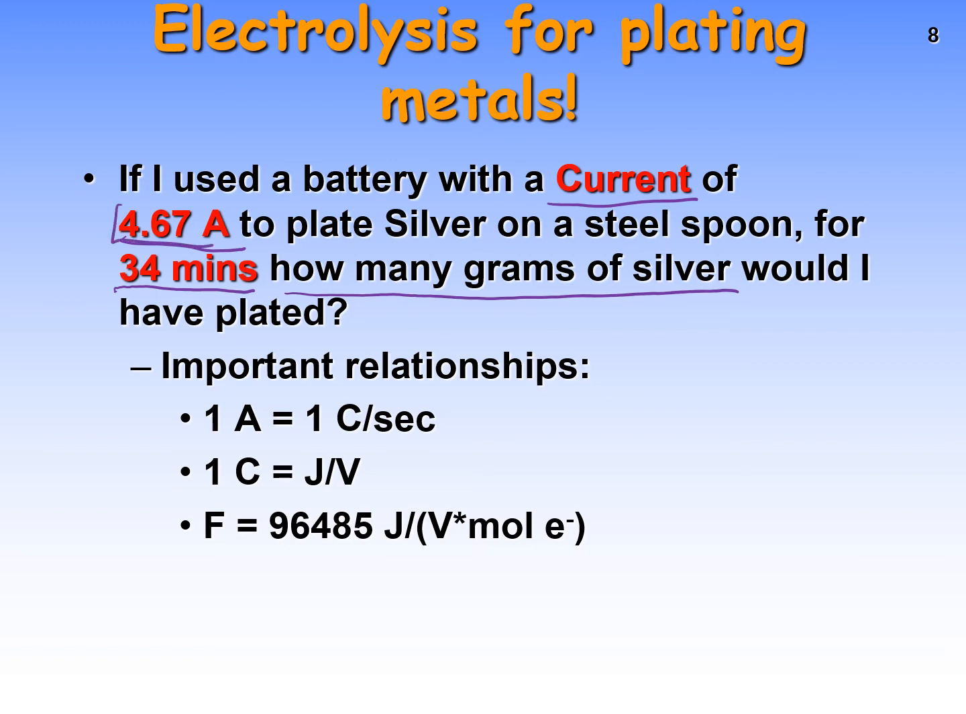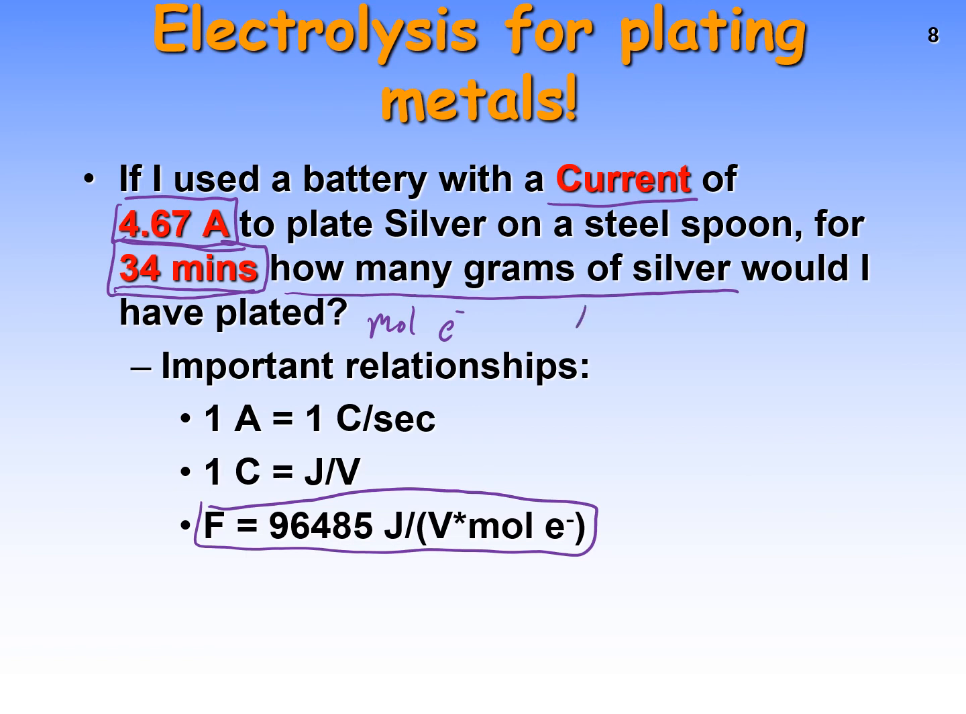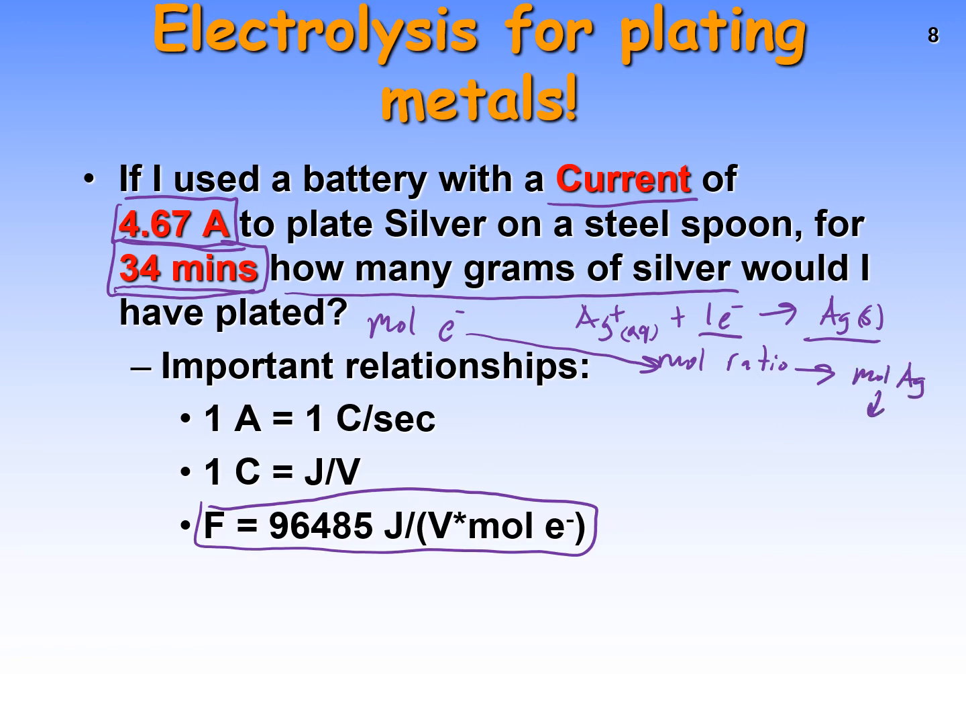Now, using the current of the battery, the time we ran the cell for, and Faraday's constant, we're going to find that we can get moles of electrons. And with moles of electrons, if I know the reduction half reaction for silver, I can get a mole ratio for electrons to silver solid. Once I have that mole ratio, I can go moles of electrons to moles of Ag. And once I have moles of Ag, I can get grams of Ag.